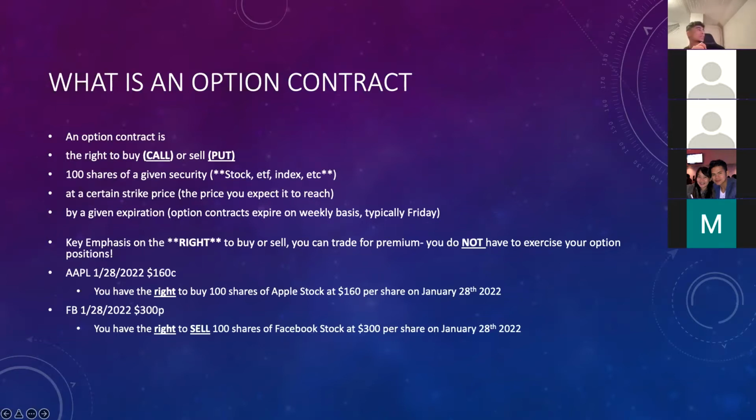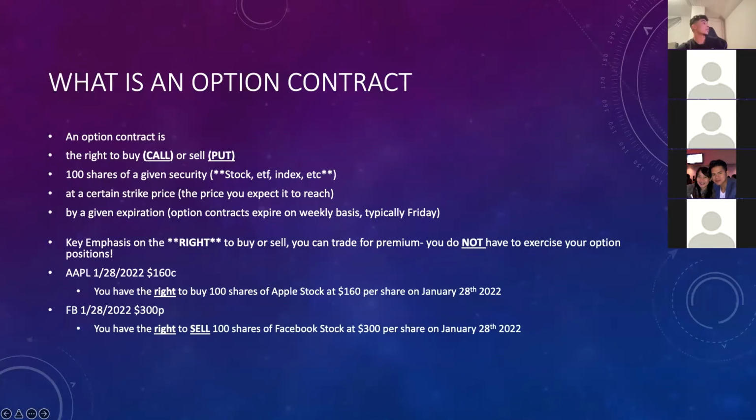What is an option contract? An option contract is the right to buy or sell 100 shares of a given security, which could be a stock, an ETF, an index, any sort of tradable token per se, at a certain strike price by a given expiration date. It's very common that you'll see option contracts expiring on Fridays, which is why we typically have these weekly expiration contracts. You'll also experience monthlies, quarterlies, and various expiration dates for contracts.